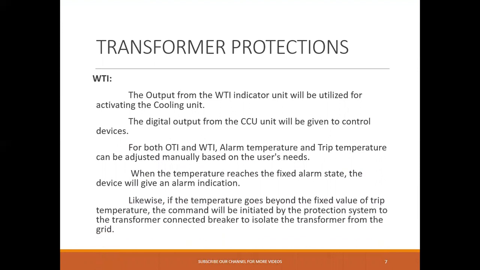For both the oil temperature indicator and the winding temperature indicator, the alarm temperature and trip temperature can be adjusted manually based on the user's needs. When the temperature reaches the fixed alarm state, the device will give an alarm indication. Likewise, if the temperature goes beyond the fixed value of trip temperature, a command will be initiated by the protection system to the transformer's connected breaker to isolate the transformer from the grid.